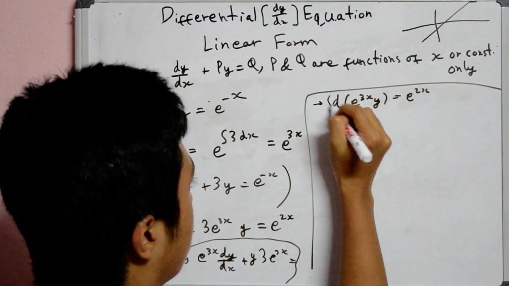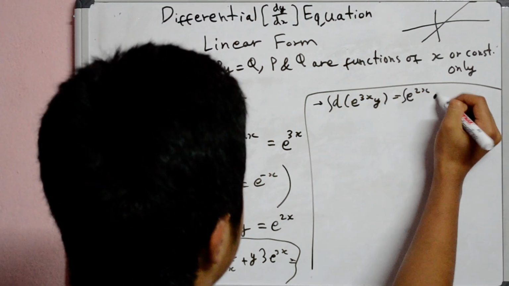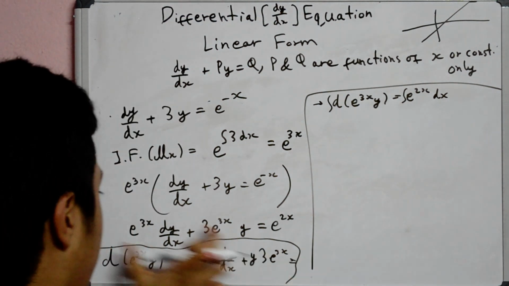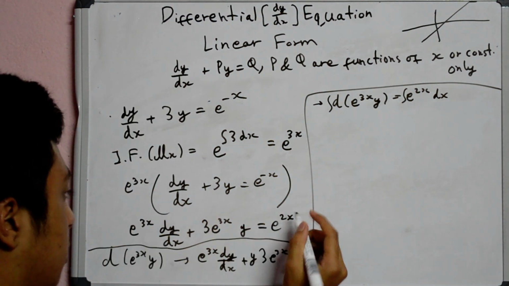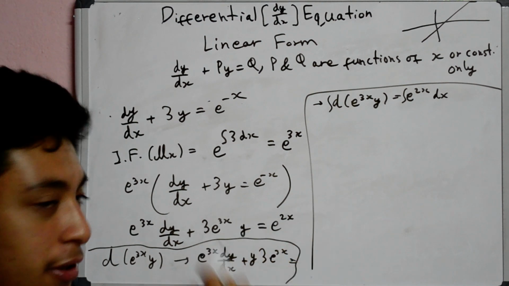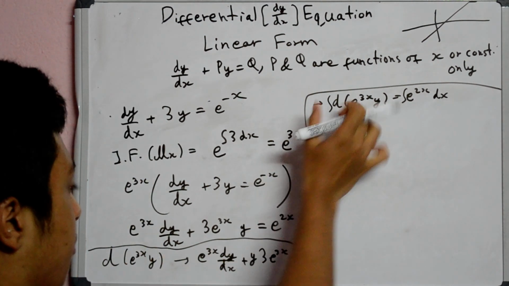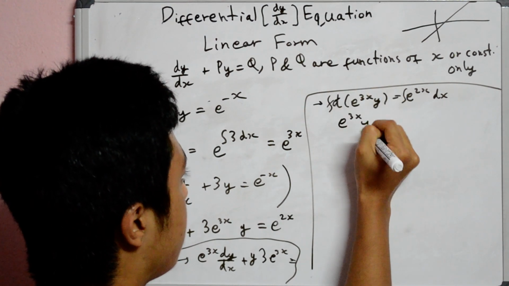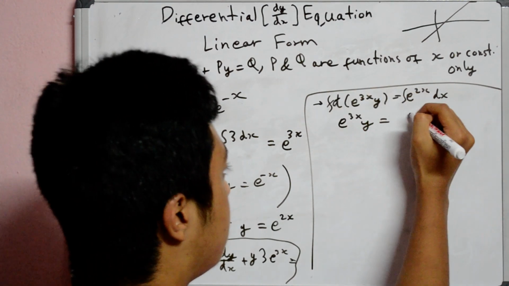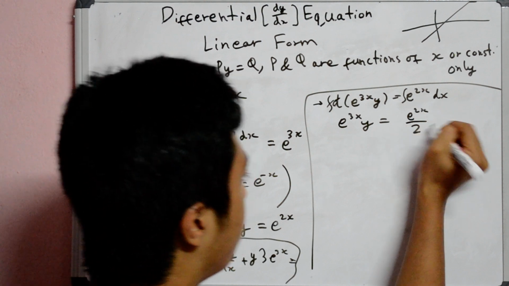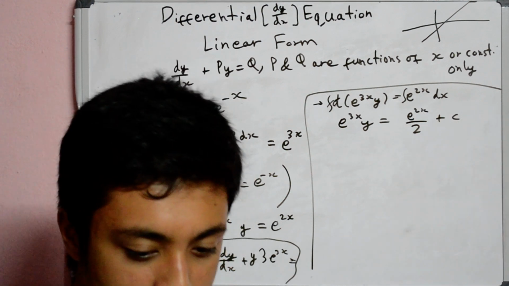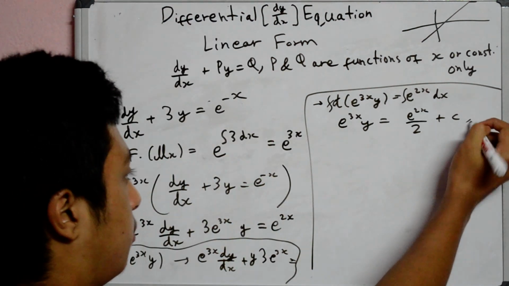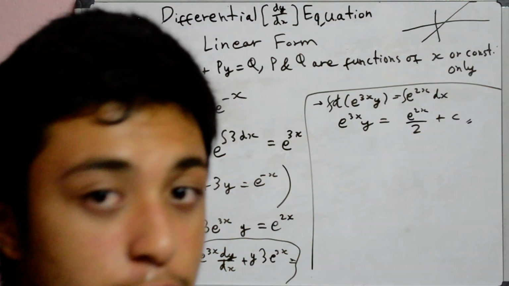Now we can integrate both sides with respect to dx. Because here you can just multiply both sides with dx. So you'll get dx over here, and you'll get the same thing. So this cancels, you get e to the power 3x into y equals e to the power 2x by 2 plus c. Now this is the answer. Let's try another question.